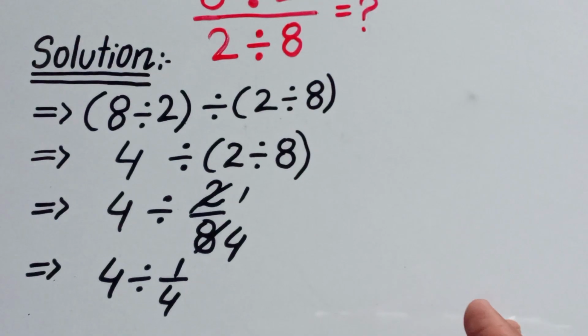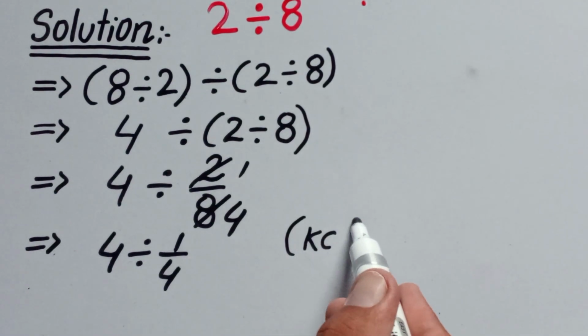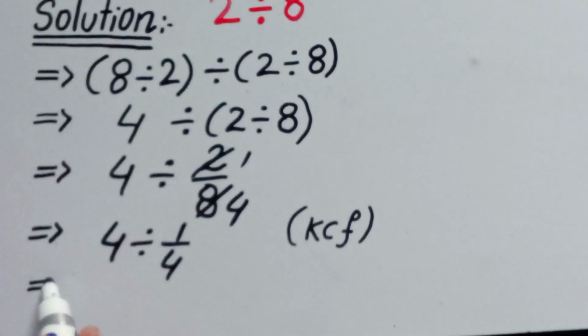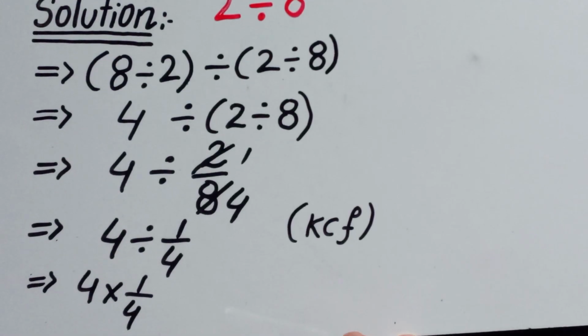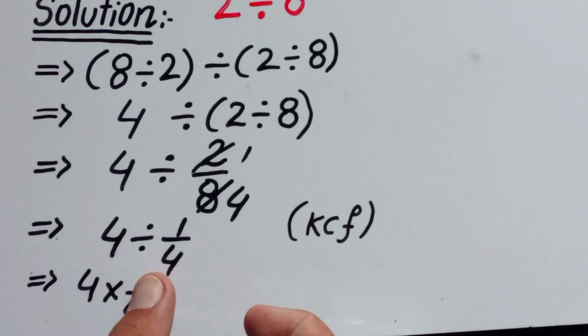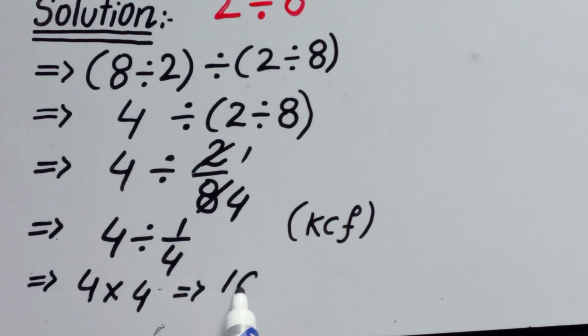Now, according to the KCF rule, where K stands for keep, C stands for change, and F stands for flip, I can write it as 4 times 1 upon 4. Okay, now here, sorry, here 4 times 4. So 4 times 4 is equal to 16. Guys, this is the final answer of this expression.